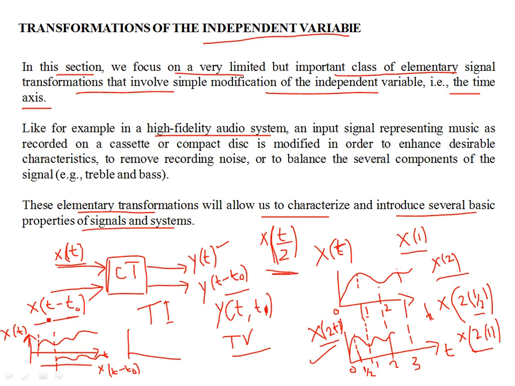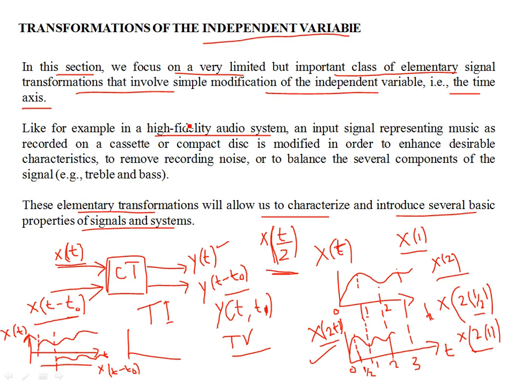The transformations could be a time shift. This time shift could be to the right or to the left, depending on whether t naught is a positive or a negative quantity. Similarly, you can stretch the signal or compress the signal, depending on whether the quantity multiplying the independent variable is a fraction or an integer. We are going to use these transformations in our analysis of signals and systems later on to characterize the behavior of systems.